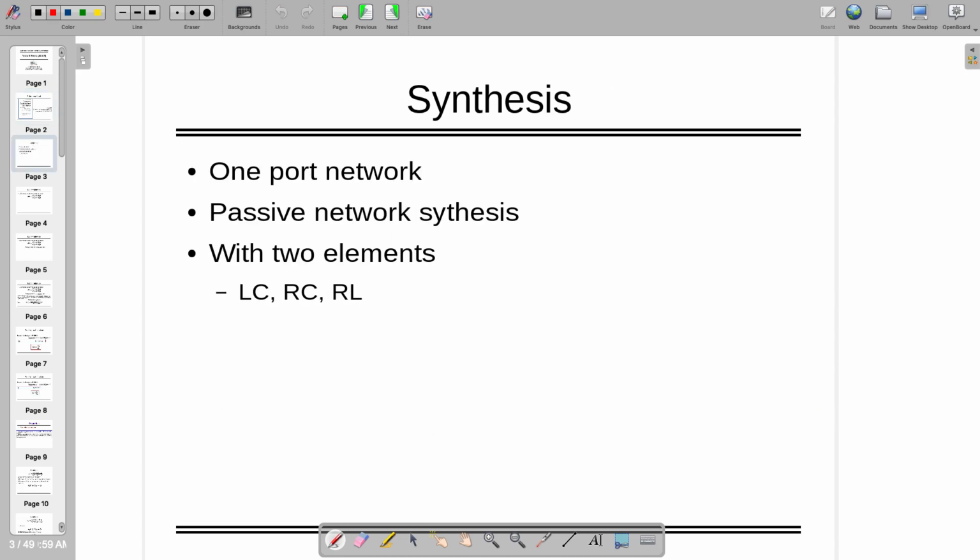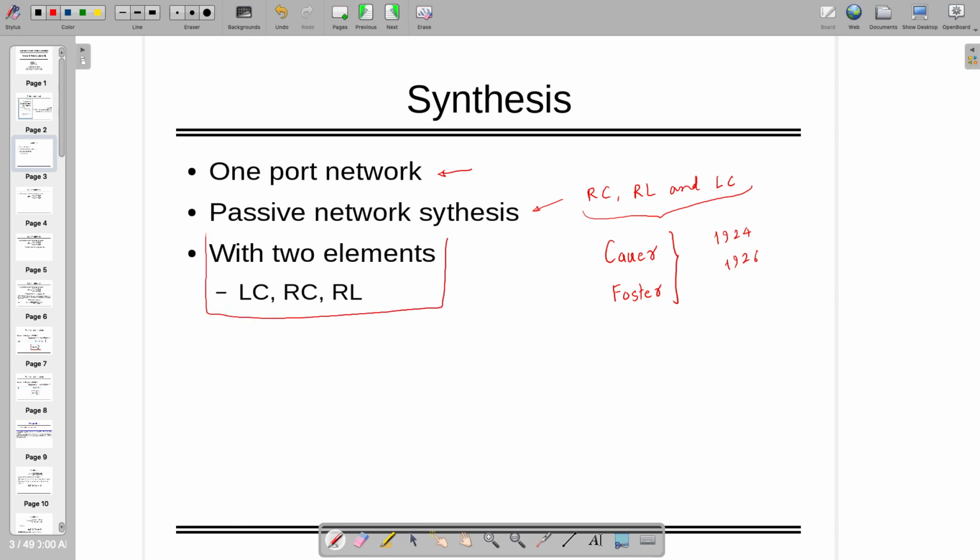So we are going to study one port network. We know what is one port network, right? And we will have passive networks only, which might be RC, RL, and LC. So a combination of two will be there. Sometimes it will be a combination of three, but what we are studying right now is the theory of two scientists called Cauer and Foster. They have given this theory in 1924 and 1926. This is one of the ancient techniques which we are studying, but afterwards you can build up everything on top of this one. And we are going to use only these two elements, either LC, RC, or RL.